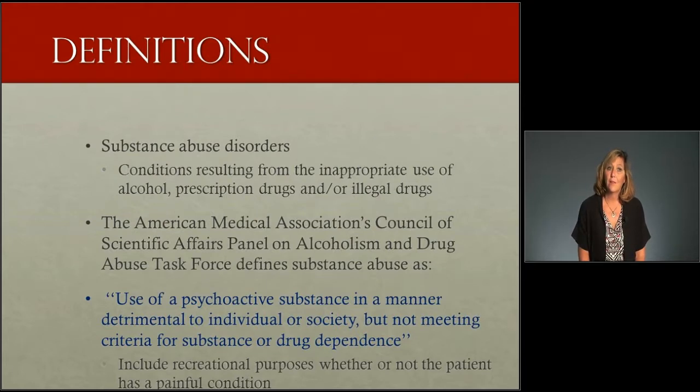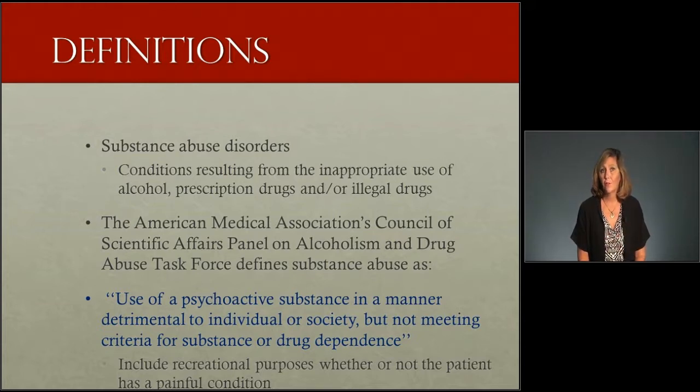When we're looking at definitions, again, we said there's a difference between abuse and dependencies and addictions and pseudoaddictions. So looking at some of these, to start with, substance abuse disorders. How do we define it? It's a condition that is resulting from the inappropriate use of prescription drugs, alcohol, and or illegal drugs. When we talk about substance use or abuse, we're really not looking at just prescriptions or opioids, but it's across the gamut. It can be alcohol, it can be illegal substances, but it's a substance abuse disorder.